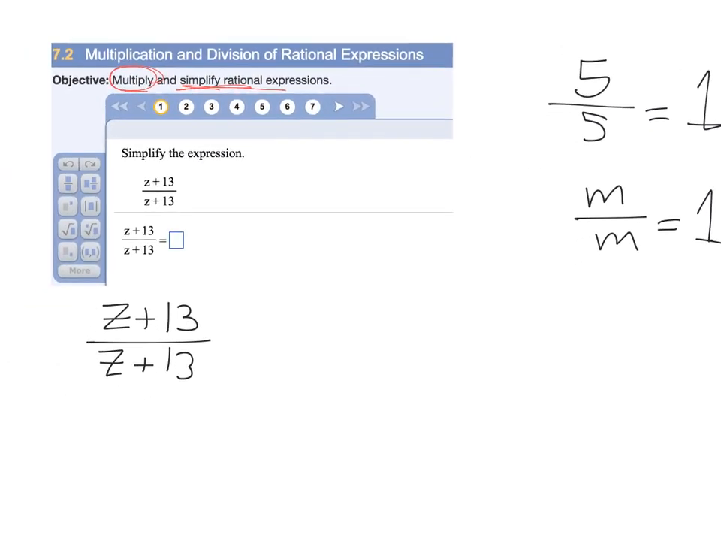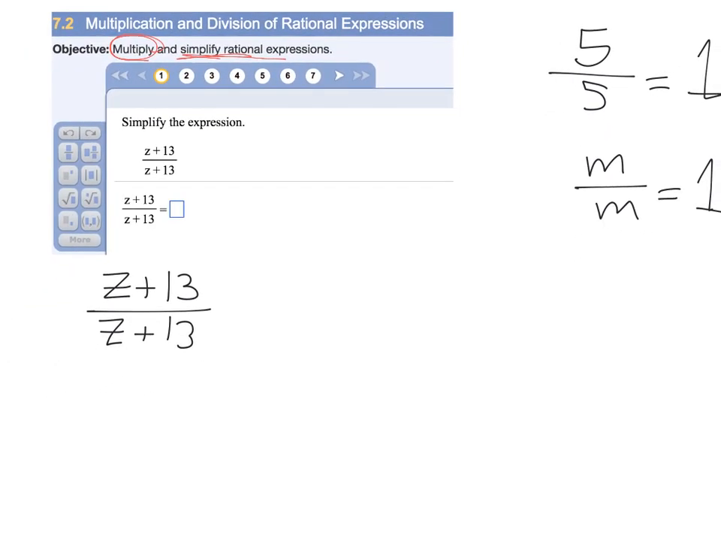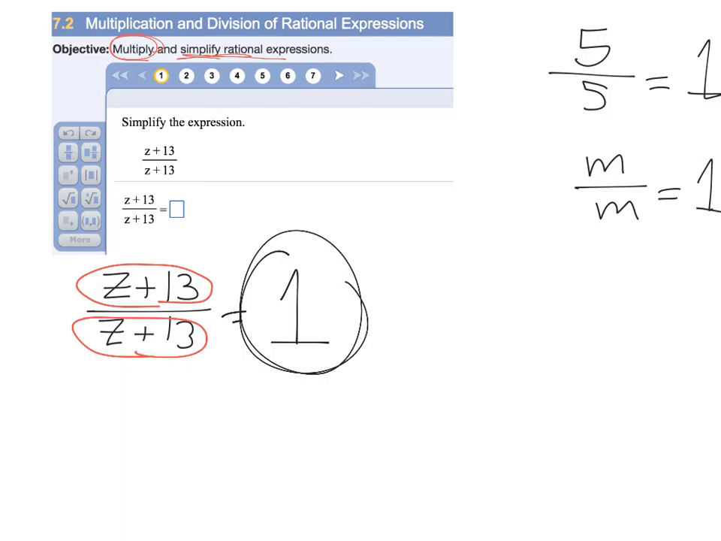So we move over here, and sure enough, we have z plus 13 over z plus 13. I want you to think of that as a number on top of that same number. That's equal to 1. So there's our answer, 1.